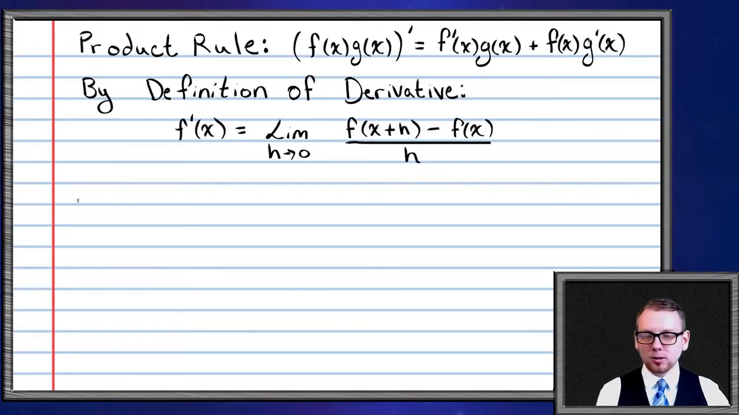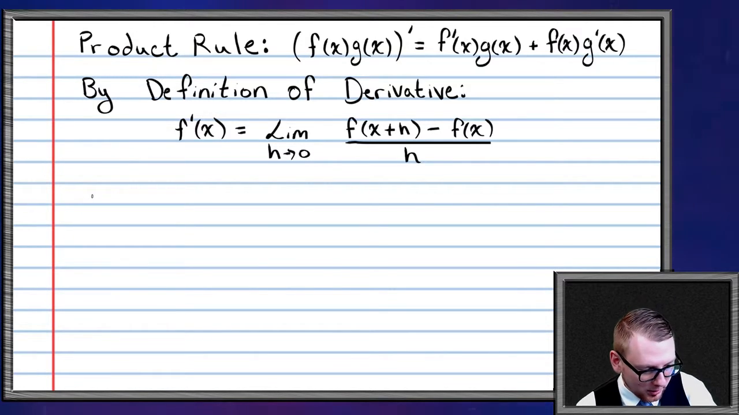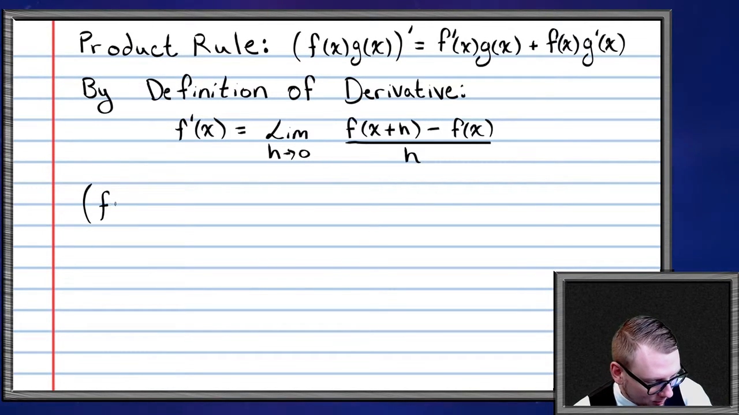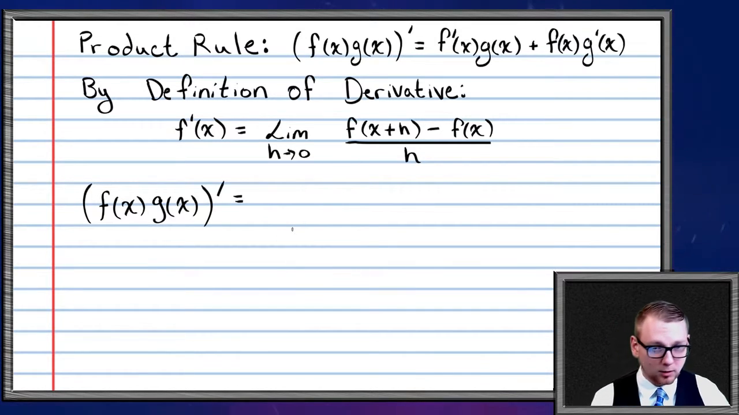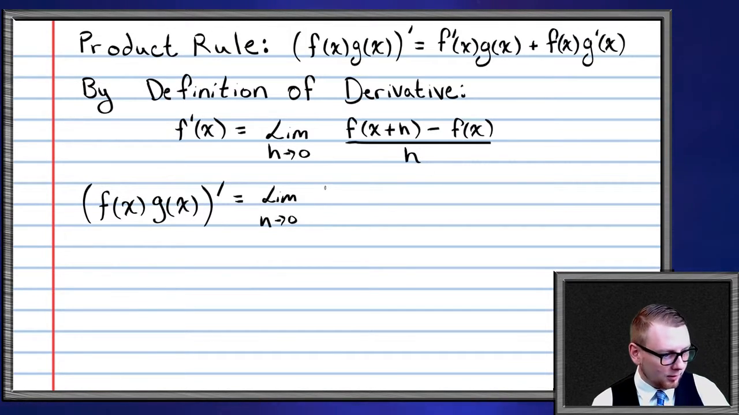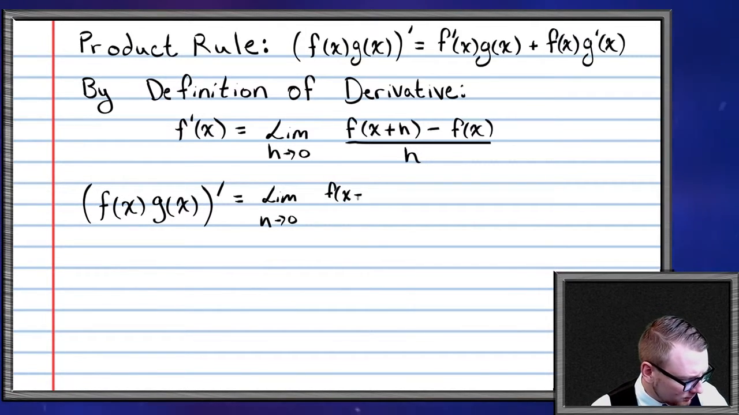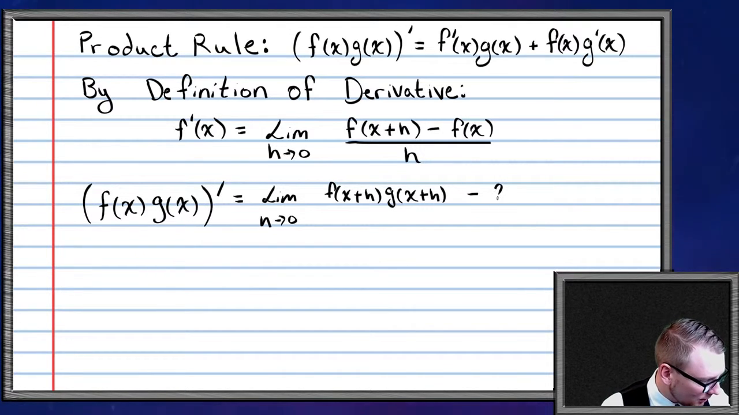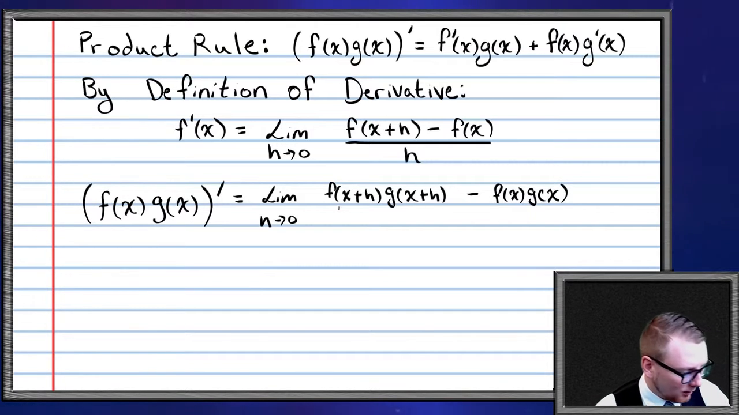All right, first thing we're going to do is write out what we're looking for. We want the derivative of a product of two functions f and g. Now using our definition of derivative, that's going to be a limit as h approaches 0 of f of x plus h times g of x plus h, minus f of x times g of x, and then all over h.